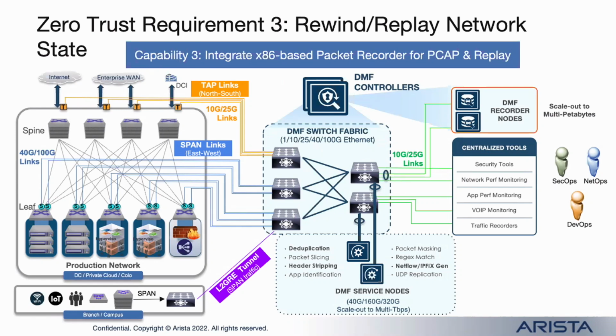Now let's look at the third requirement. How do I get the network time machine effect, rewind and replay the network traffic? Well, fundamentally, in order to do that, you have to record the traffic. If you are going to record the traffic, you need a device that does the recording, which we call a packet recorder or traffic recorder.